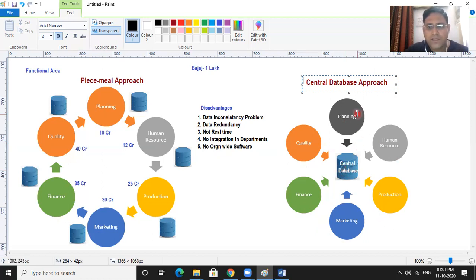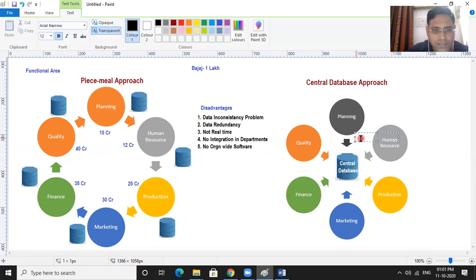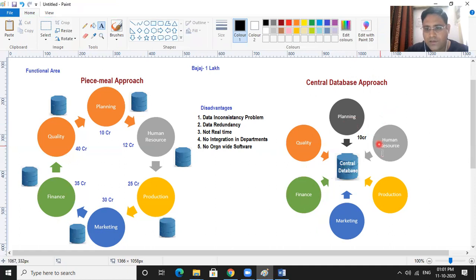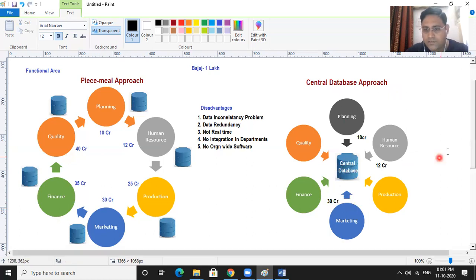Means the planning department, when they have planned something, let us suppose they said it will cost around 10 crore, and the same figure goes to the human resource department. Now the human resource department has updated it to 12 crore, as we have discussed earlier. After that, when the data reached the marketing department, earlier what was happening, they updated it to 30 crore.